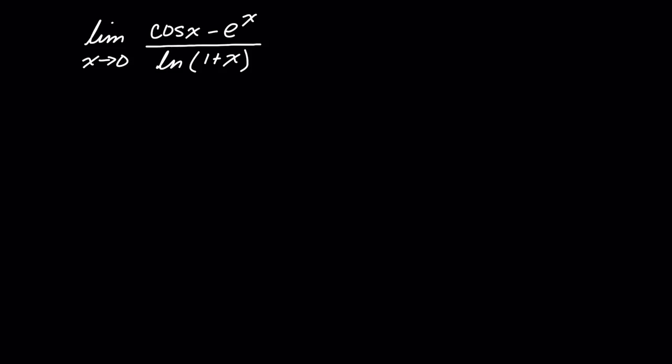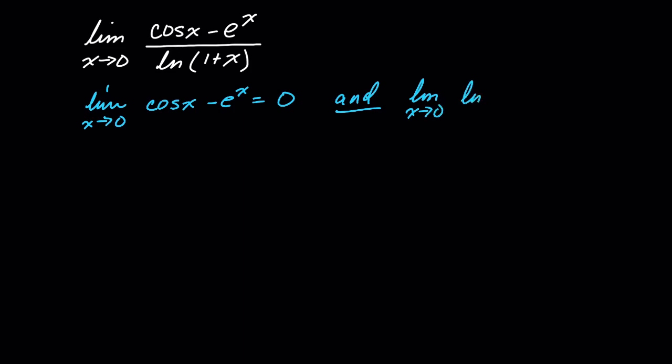All right, so the next one, if we look at the limit as x approaches 0 of cosine x minus e to the x, that would be cosine of 0, which is 1, e to the 0 is 1, 1 minus 1 is 0. And the limit as x approaches 0 of the natural log of 1 plus x would be natural log of 1, which is 0. So therefore, L'Hopital's rule does apply because we have a 0 over a 0.